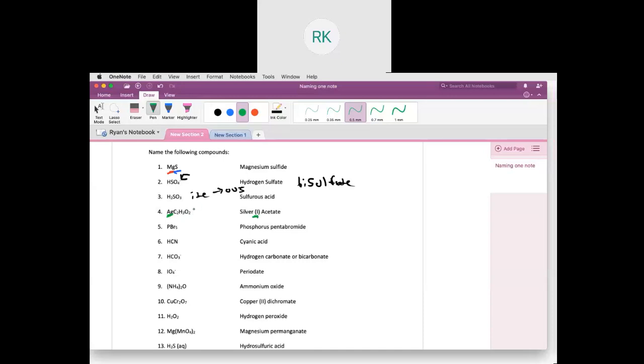C2H3O2 is acetate, and acetate is a polyatomic with a -1 charge, and so to counteract that charge, silver needs to have a charge of 1.